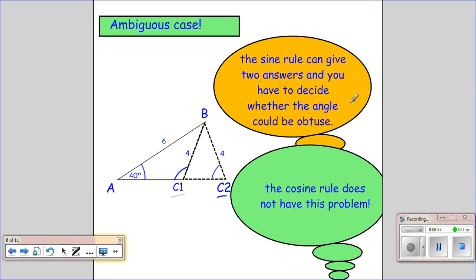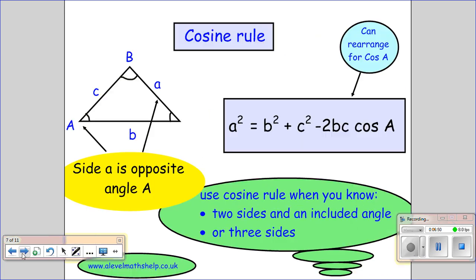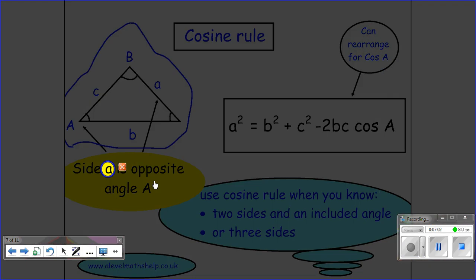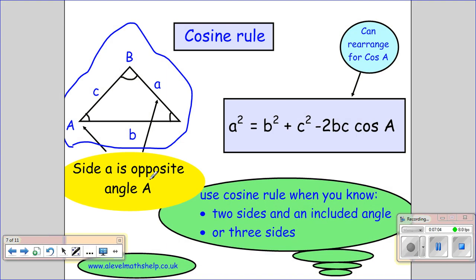So you need to decide whether the angle could be obtuse from the context of the question or from the diagram. Mainly in C2 it's not an issue, but I just want you to be aware. The cosine rule does not have this same problem. Okay, so here's the cosine rule. Again, we want to make sure we label our triangle in exactly the same way as we had before, making sure that side A is opposite angle A.